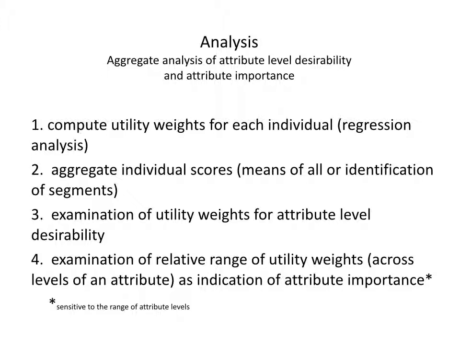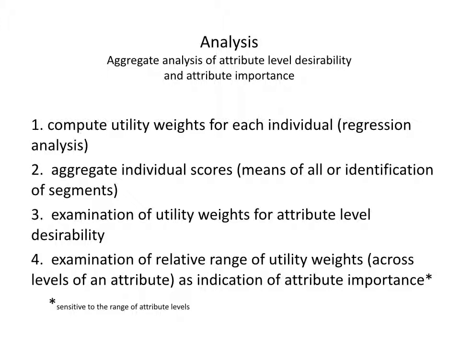that analysis typically is done with regression. So a regression equation is produced in which we get a beta weight for each attribute level. So we do that for each person, and then we aggregate those individual scores, and we just simply take the mean for each utility weight across people. We can do that for the whole sample, or, as I'll go into in the next slide, we can look at segments of people. And in fact, we can create segments from those utility scores.